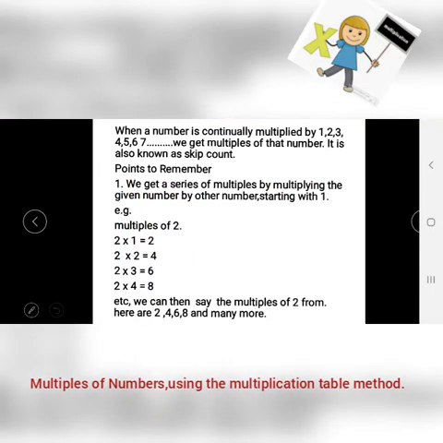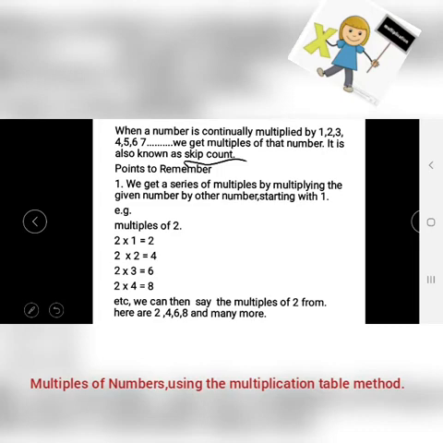When a number is continually multiplied by 1, 2, 3, 4, 5, 6, 7, 8 till infinity, we get multiples of that number. It is also known as skip count. Can you skip count? Yes, you can. Now, here are points for you to remember. We get a series of multiples by multiplying the given number by other numbers, starting with 1.